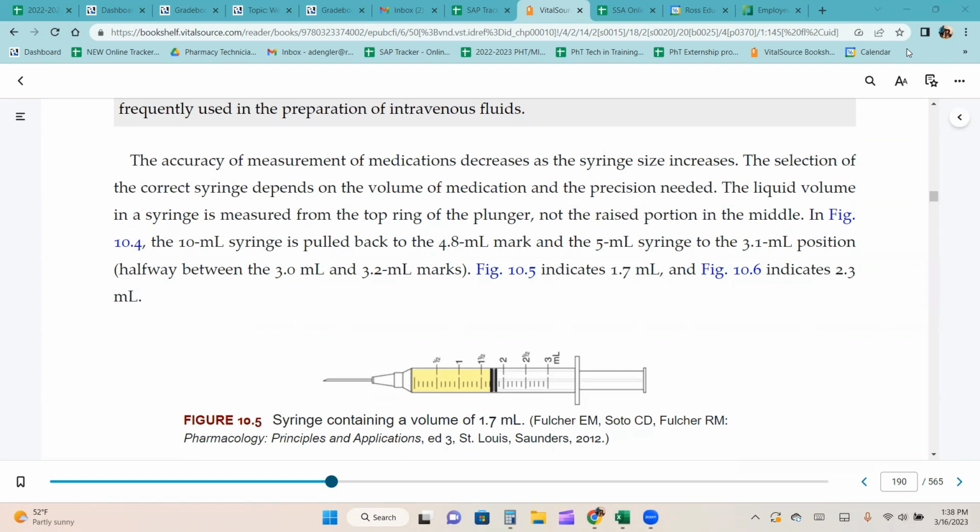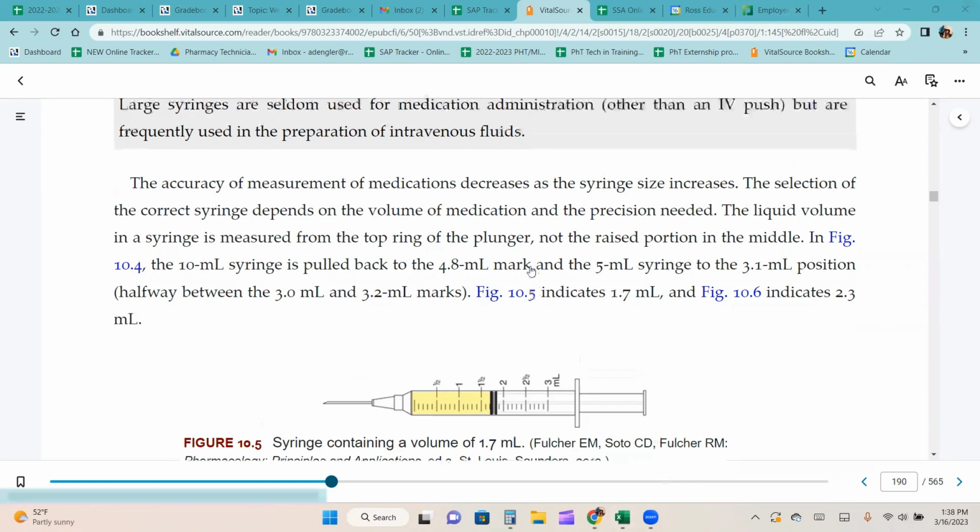The liquid volume in a syringe is measured from the top ring of the plunger, not the raised portion in the middle. So in figure 10.4, the 10 ml syringe is pulled back to the 4.8 ml mark and the 5 ml to the 3.1 ml position.